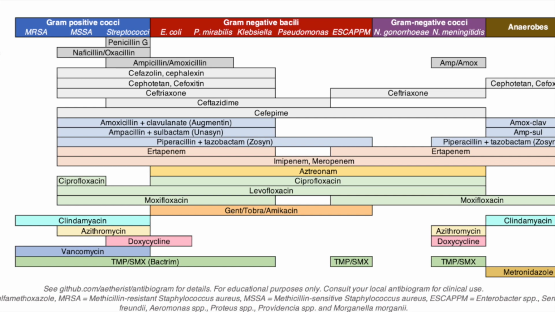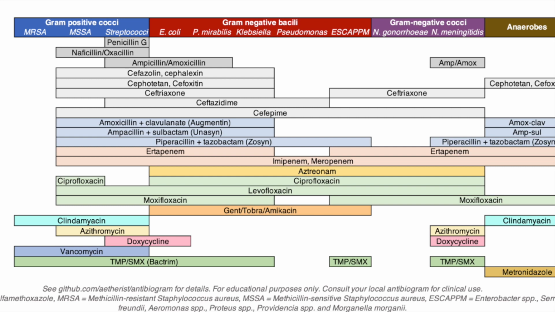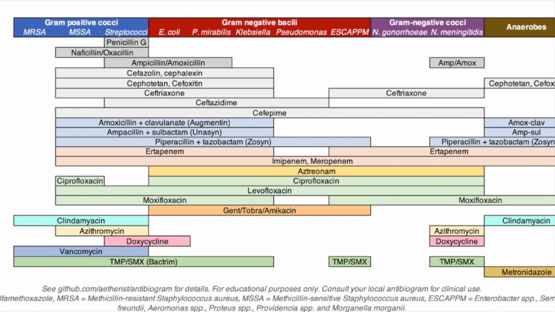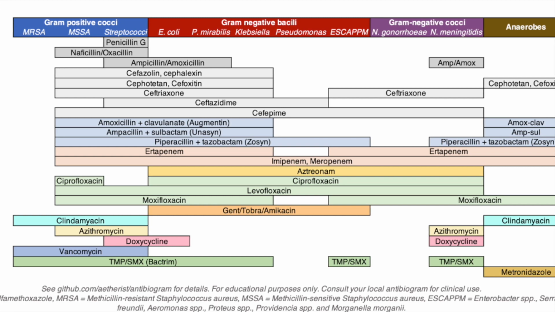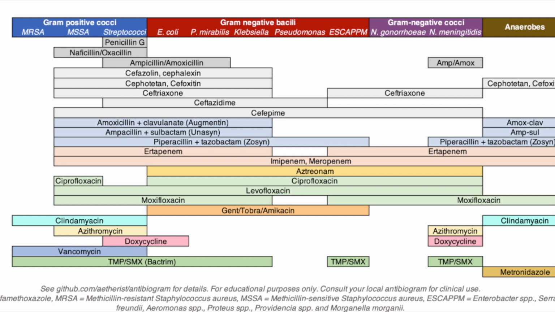Similarly, we have 30S inhibitors like aminoglycosides, which include gentamicin, neomycin, amikacin, tobramycin, and streptomycin. And we have the tetracycline group of drugs that also inhibit the 30S. Similarly, we have the 50S inhibitors, which are chloramphenicol, clindamycin, linezolid, and the macrolides azithromycin, clarithromycin, and erythromycin. Similarly, DNA gyrase inhibitors, fluoroquinolones include ciprofloxacin, levofloxacin, and we have the quinolones like nalidixic acid. RNA polymerase inhibitor is rifampicin, whereas DNA damage by free radicals is done by metronidazole.